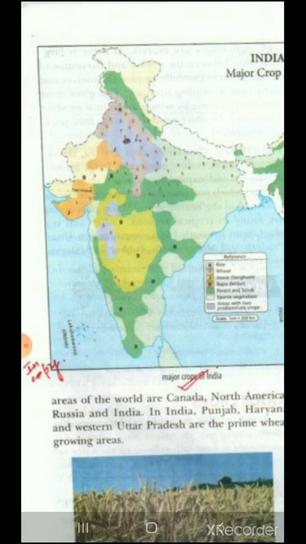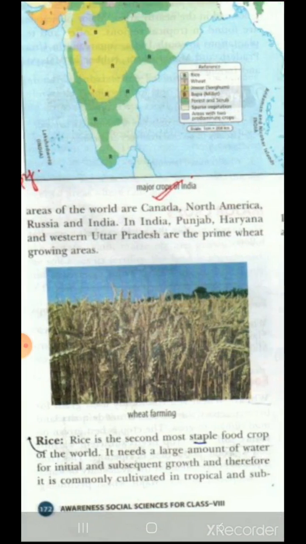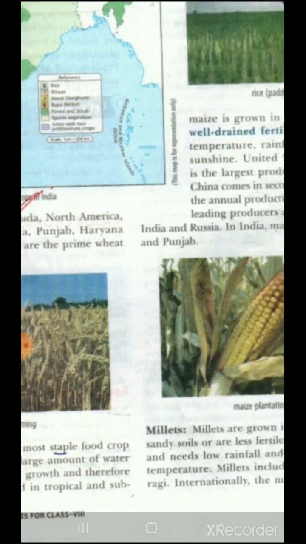The second one is rice. Rice is the second most staple food crop of the world. It is a staple food for about half of the world's population, meaning 50% of the population of the world has rice as their staple food. It needs a large amount of water for initial and subsequent growth, and therefore it is commonly cultivated in tropical and subtropical regions.